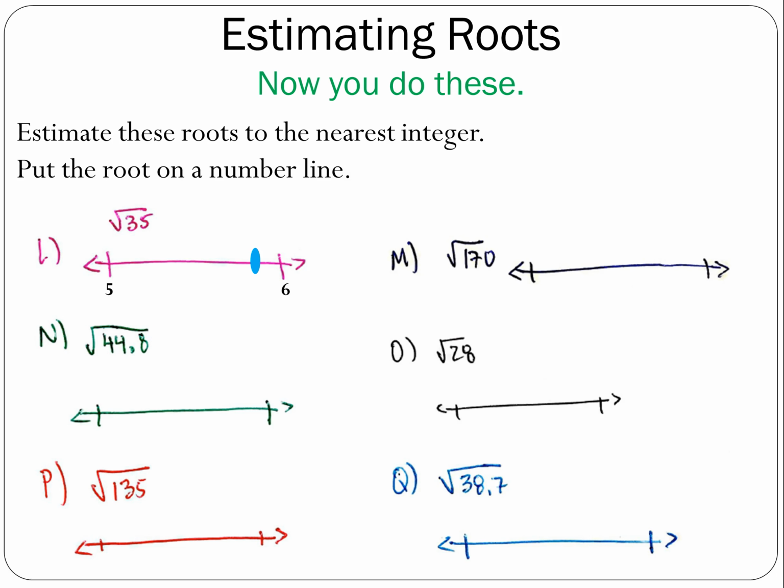6 times 6 is 36. 7 times 7 is 49. So I got 6 and 7. Cool. For P, 11 and 12. 11 times 11 is 121. 12 times 12 is 144.